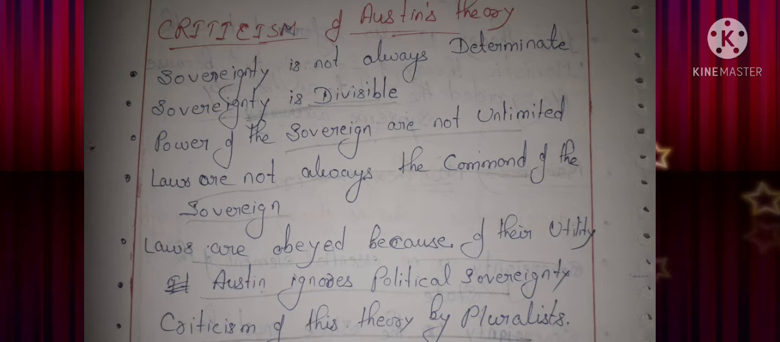Criticism of Austin's theory. Sovereignty is not always determinate. Sovereignty is divisible. Powers of the sovereign are not unlimited. Laws are not always the command of the sovereign. Laws are obeyed because of their utility. Austin ignores political sovereignty. Criticism of this theory by pluralists.